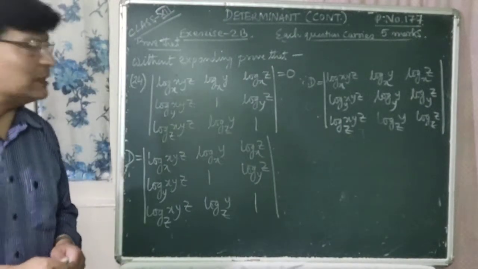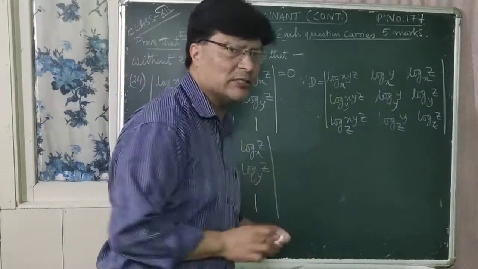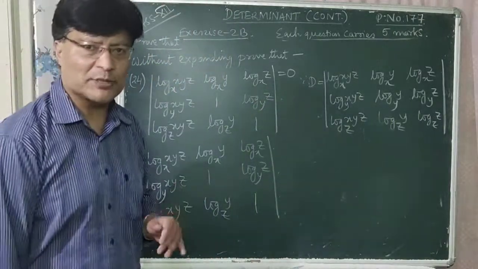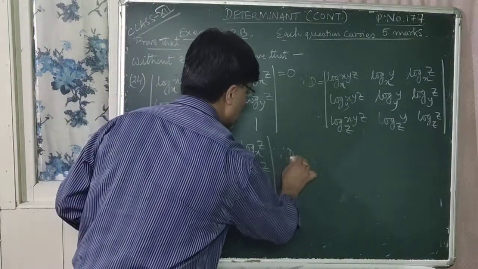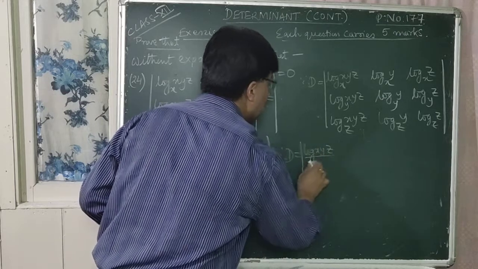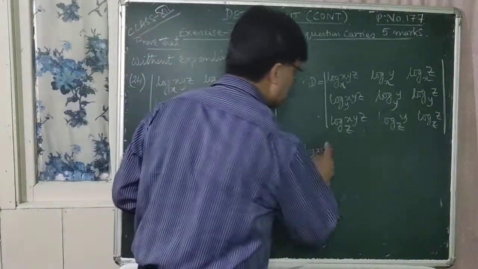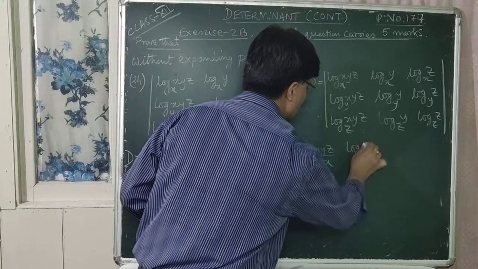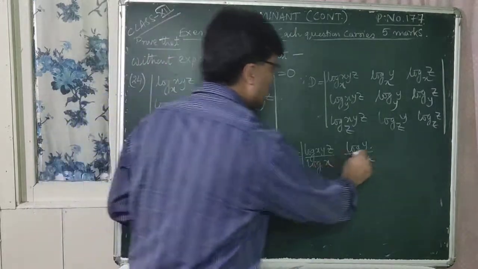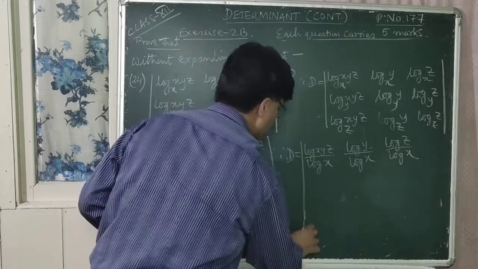So now, in the next step, what will you do? You write each and every term of the determinant in terms of fraction. So therefore D is equal to, what is the first row now here? Log xyz divided by log x, right? This is the first term. Then what is the second term of the first row? It is log y divided by log x, right? What is the third element now? Log z upon log x, right?